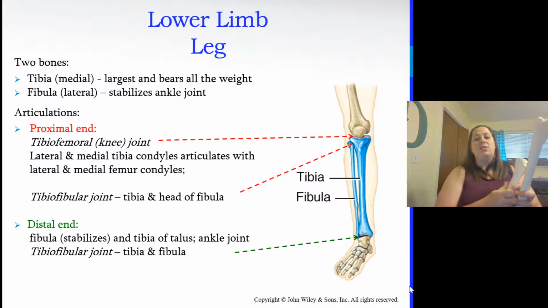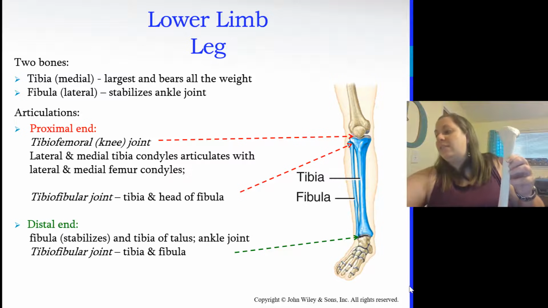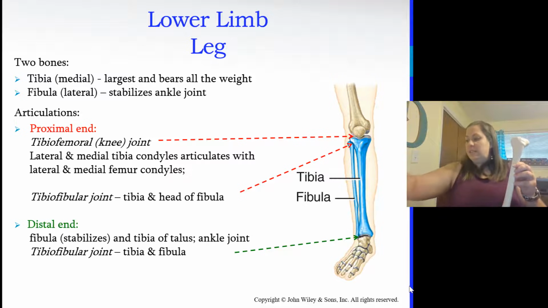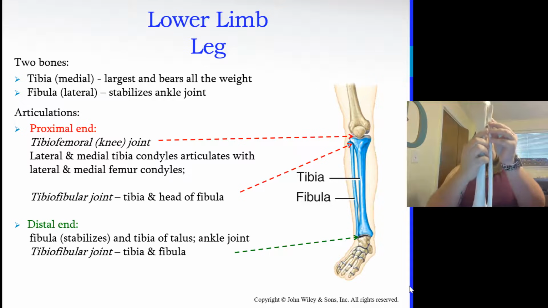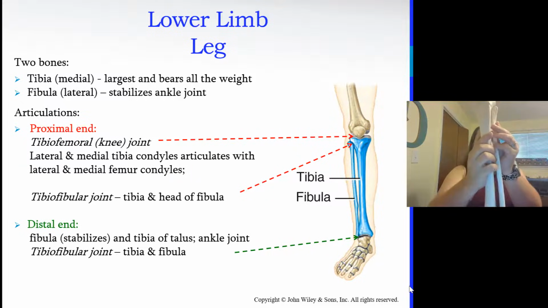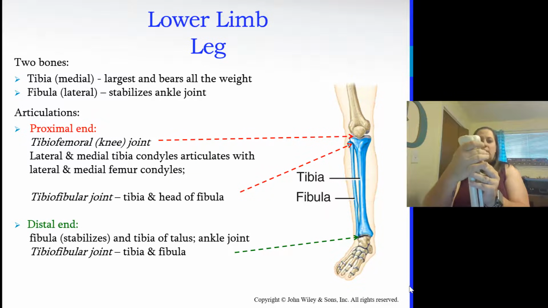We do see that there's also the tibiofibular joint that does take place up here. And this is where the fibula is going to attach, okay, to the tibia. So it's going to attach here to the actual tibia. Okay, so it does not attach up here at the knee. It's going to attach down here to the tibia.